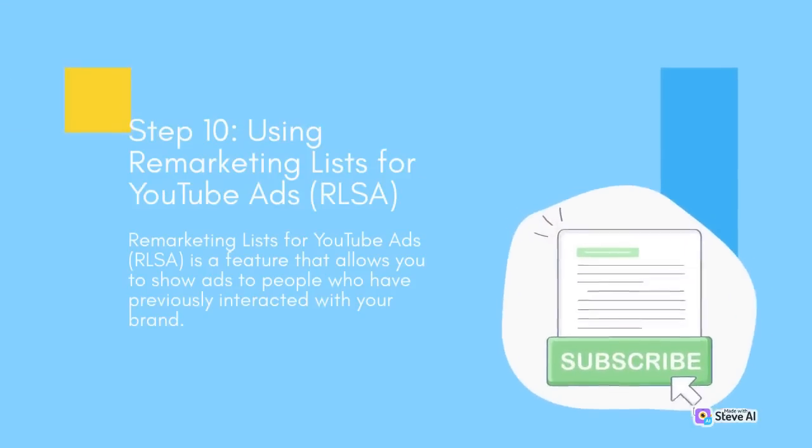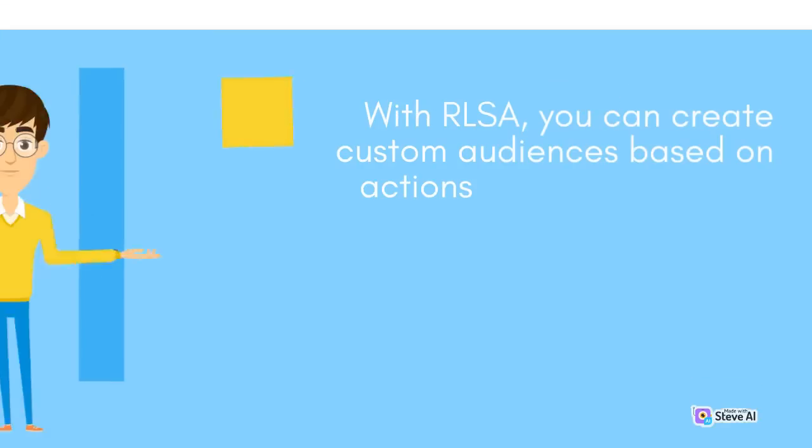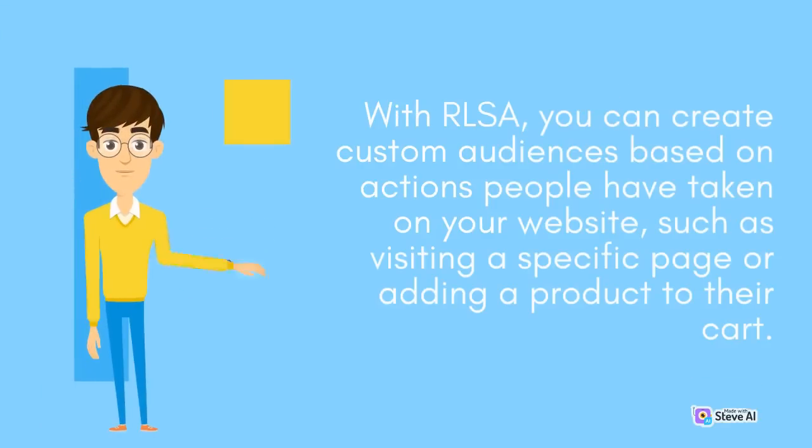Step 10. Using remarketing lists for YouTube ads. RLSA, remarketing lists for YouTube ads, is a feature that allows you to show ads to people who have previously interacted with your brand. With RLSA, you can create custom audiences based on actions people have taken on your website, such as visiting a specific page or adding a product to their cart.